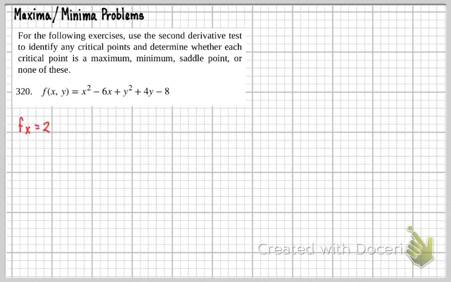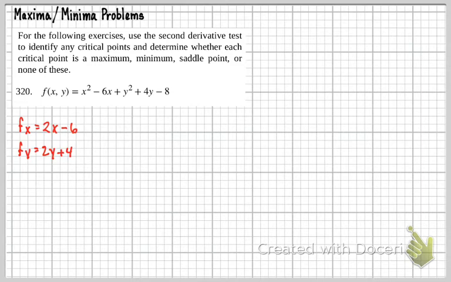And that's going to be 2x minus 6. And that's it. Everything else after that are constants because there's no x's in any of those. So they're all considered zeros when I take partial derivatives with respect to x. So now fy, that's going to be 0, that's going to be 0. So 2y plus 4, and that's a constant.